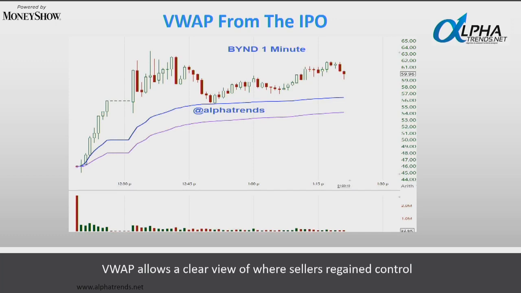This is a neat little trick for IPOs. This is shares of Beyond. It's a 1 minute chart. This was the first day it traded. I took a picture of this because I was trading it.